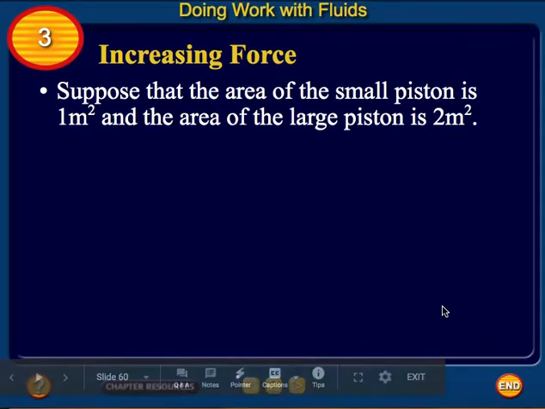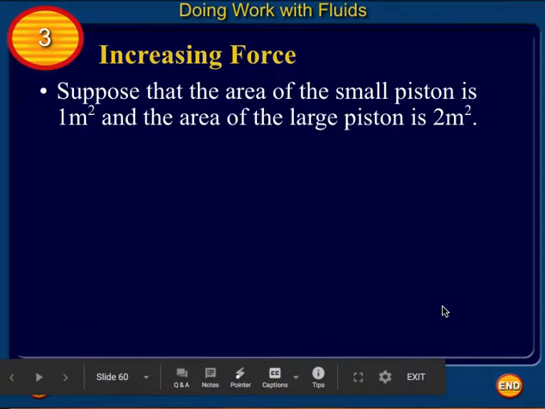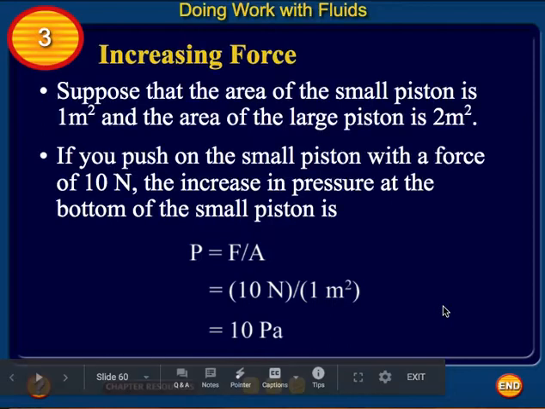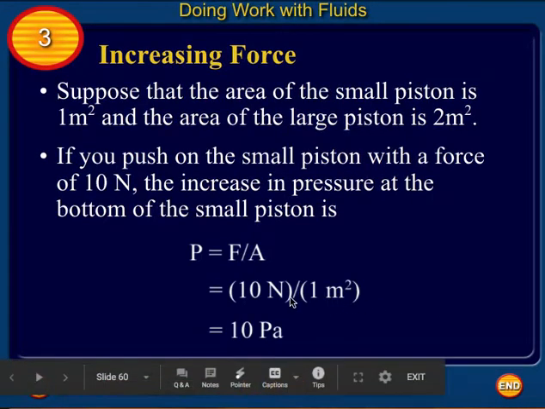Increasing force. Suppose that the area of the small piston is 1 meter squared and the area of the large piston is 2 meters squared. If you push on the small piston with a force of 10 newtons, the increase in pressure at the bottom of the small piston is pressure equals force divided by area. So you've got 10 newtons over 1 meter squared, force divided by area, and you get 10 pascals.